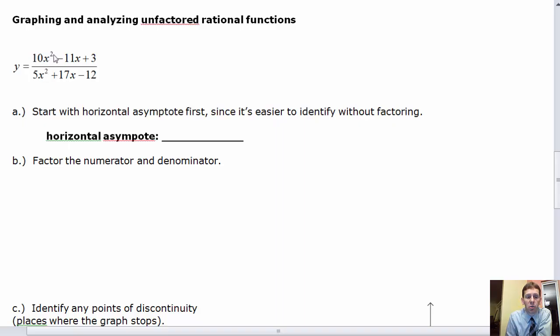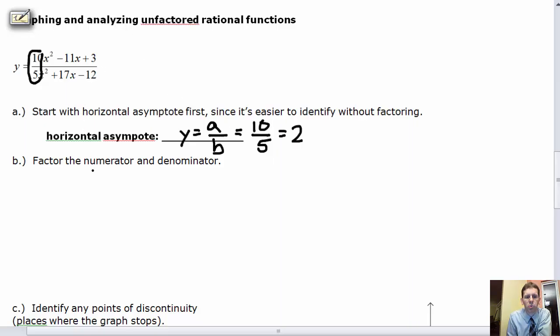Remember, to find the horizontal asymptote, we look at the degree of the numerator and denominator. Here the degree of the numerator is 2, that's the biggest exponent value for x, and in the denominator it's also 2. If the degree of the numerator is equal to the degree of the denominator, we divide the lead coefficients. So our horizontal asymptote is going to be y equals a divided by b. Our lead coefficients are merely these two numbers, the 10 and the 5. So 10 divided by 5 is equal to 2. Y equals 2 will be a horizontal asymptote for our graph.